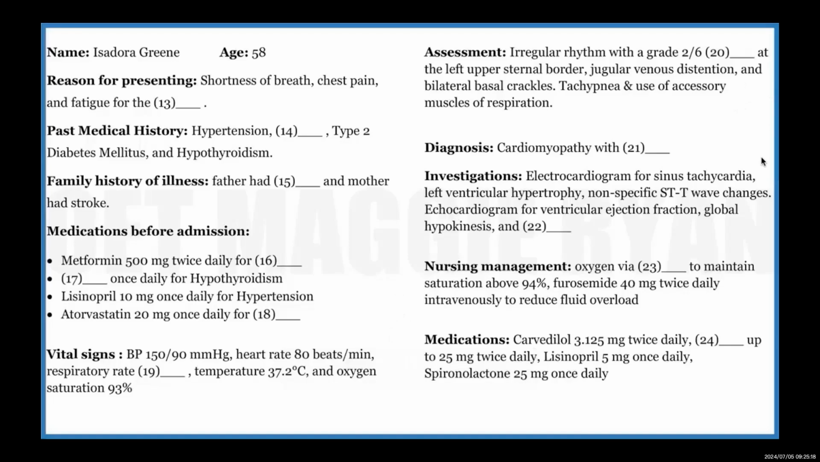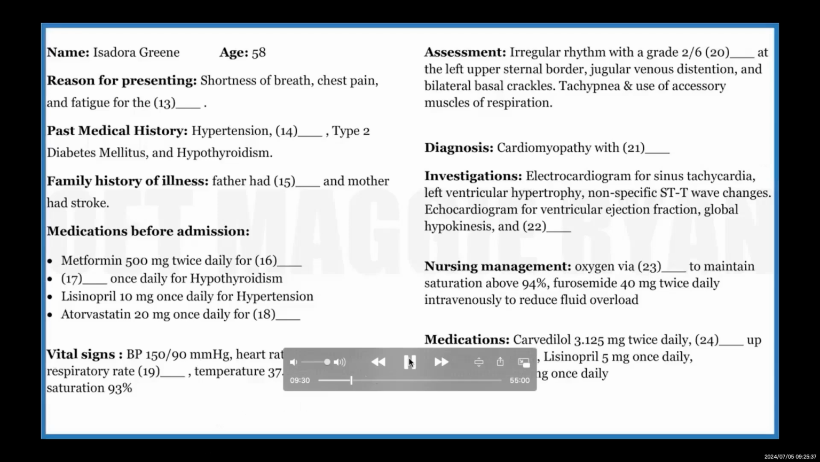Thank you for that information. I will now take your vital signs, Isadora. Your blood pressure is 150/90 millimeters of mercury, heart rate is 80 beats per minute, respiratory rate is 20 breaths per minute, temperature is 37.2 degrees Celsius, and oxygen saturation is 93% on room air. You have irregular rhythm with a grade 2/6 systolic ejection murmur at the left upper sternal border, jugular venous distension, and bilateral basal crackles. You also have tachypnea and use of accessory muscles of respiration.